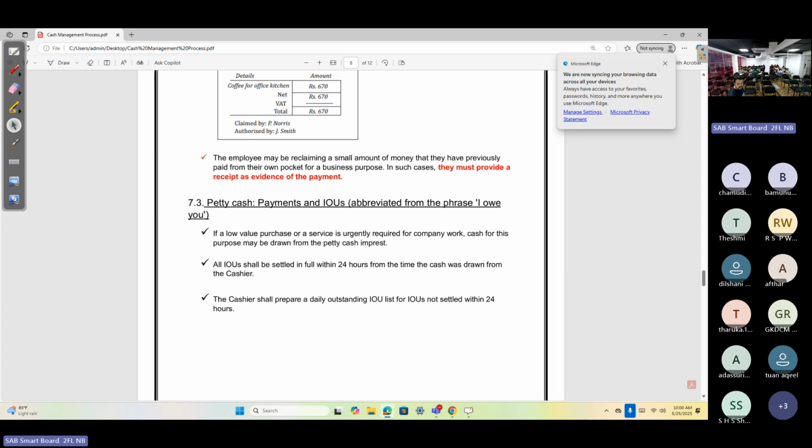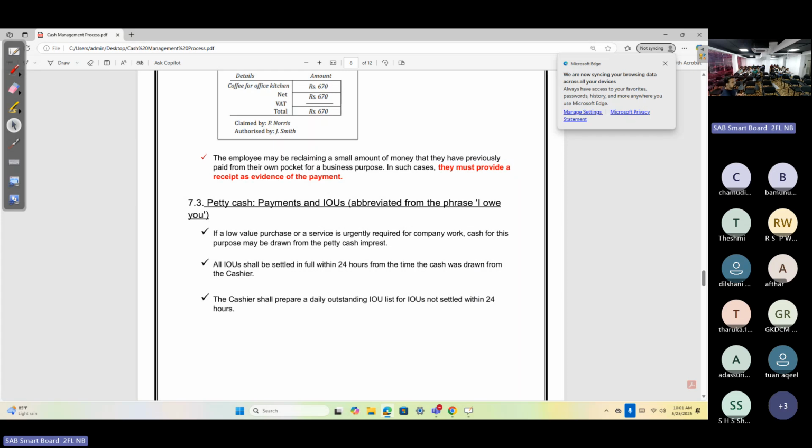Petty cash payments, IOU. IOU means if a low value purchase or service is urgently required for company work, cash for this purpose may be drawn from the petty cash. Say 1,000 rupees they need, they will withdraw from the petty cash box. All IOUs shall be settled in full within 24 hours. It's like an advance. Okay.